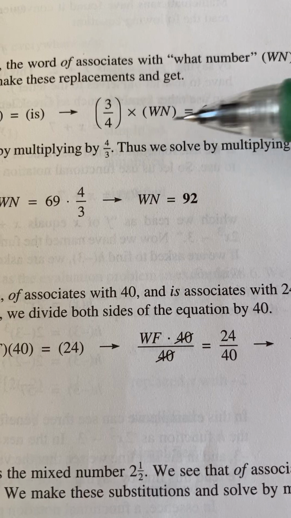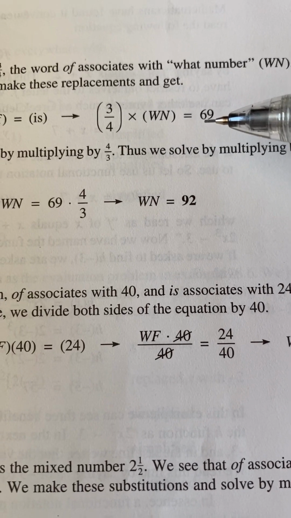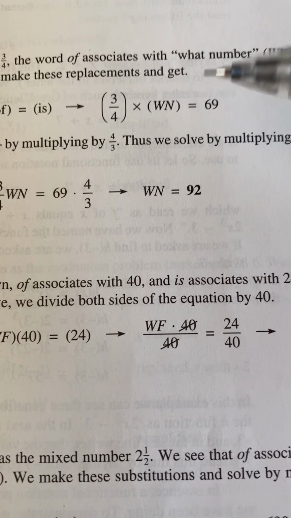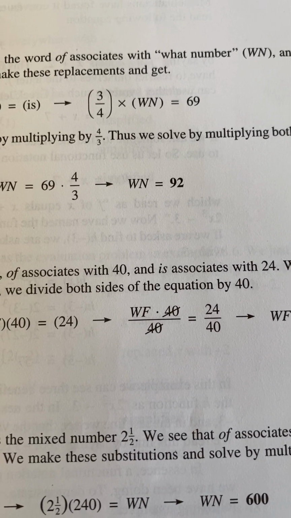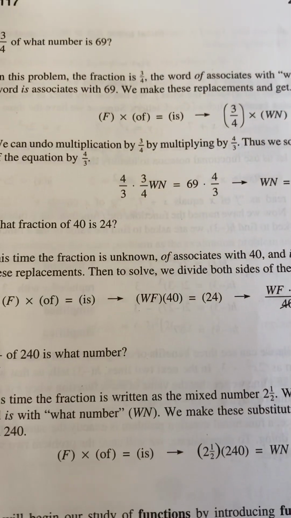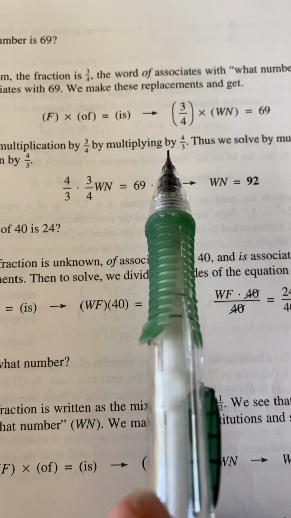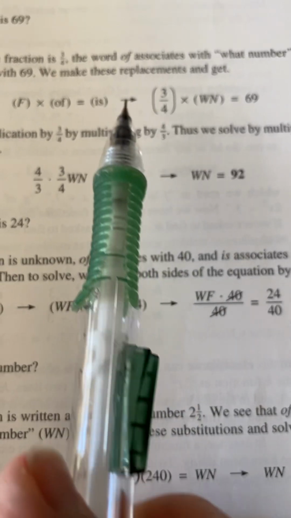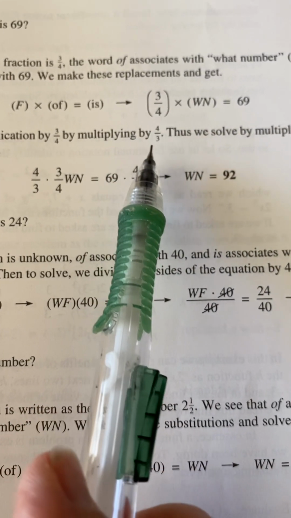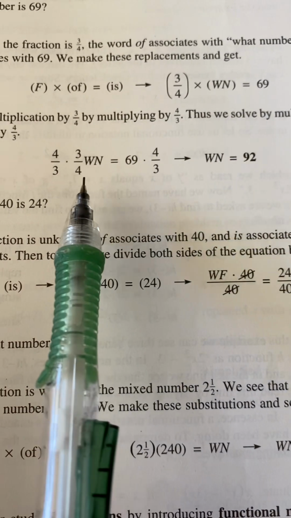So normally if we have something that's multiplied, we're going to divide both sides by that. But wait, because we never want to divide by a fraction. Dividing by a fraction is the same as multiplying by its reciprocal. Dividing by a fraction is the same as multiplying by its reciprocal.